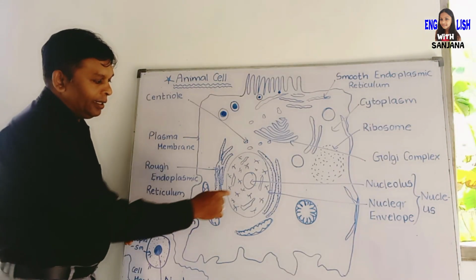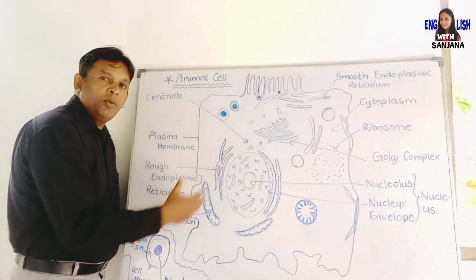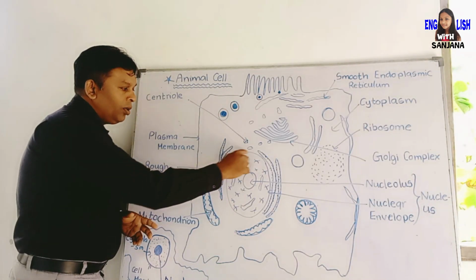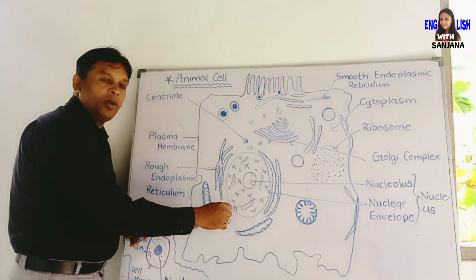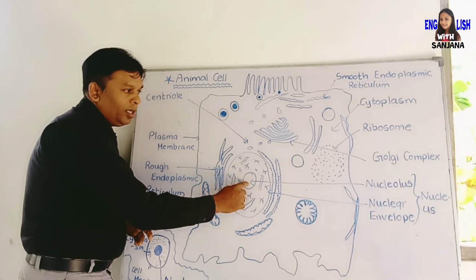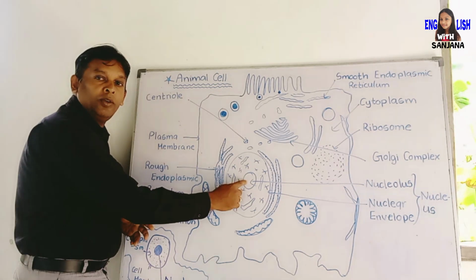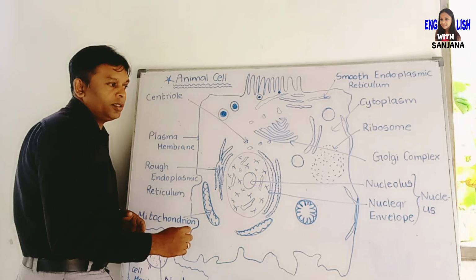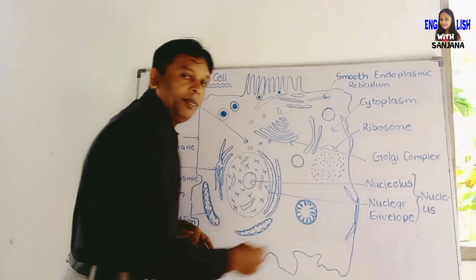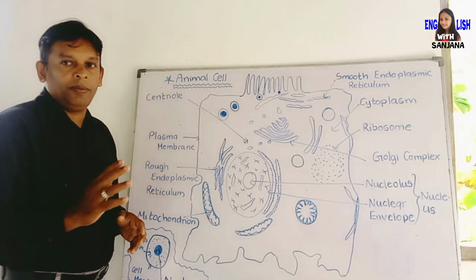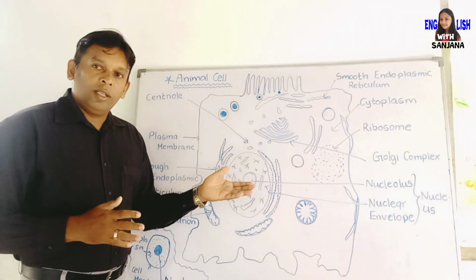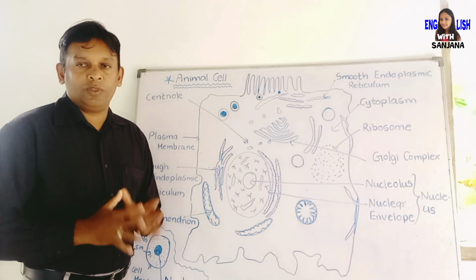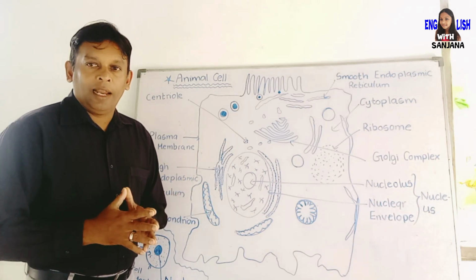Right, here at the center, somewhere in the nucleus, you can find the nucleolus. Around the nucleus we have the nuclear envelope. Here this is the nucleolus, and this is the nuclear envelope, the outer covering of the nucleus. These two together can be regarded as the nucleus. Remember, there are two things, the nucleolus and the nuclear envelope. These two can be taken as the nucleus, which is the main organelle in the animal cell.